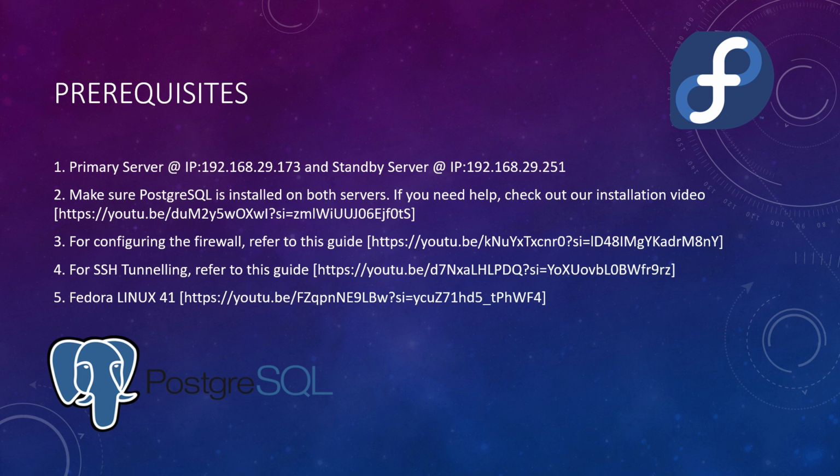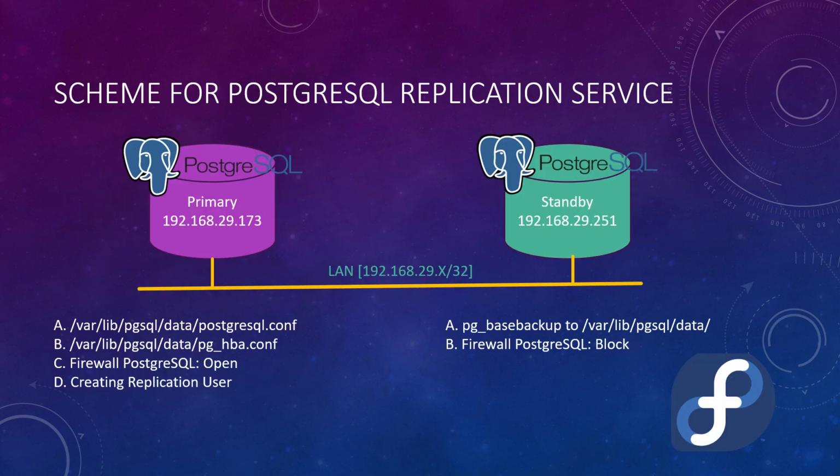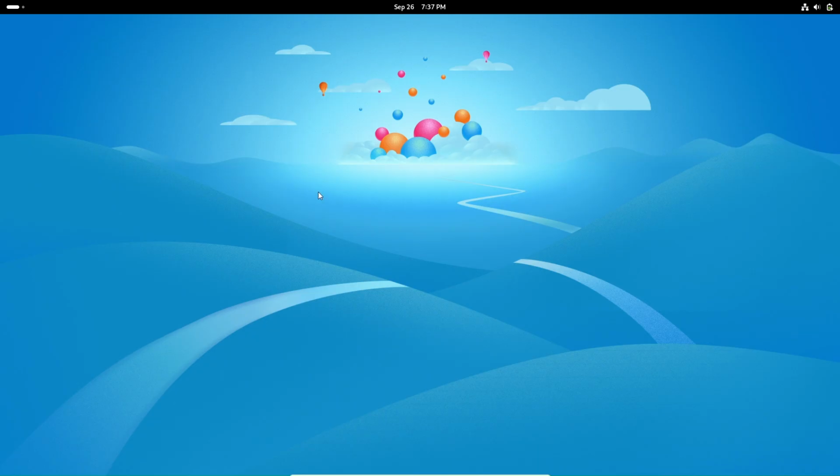If you need help with configuring the firewall or setting up SSH tunneling, check out our installation videos using the links provided in the description box. In your case, adjust the IP addresses according to your needs. As we've already mentioned, the primary and standby servers do not need to be on the same IP segment. They can operate with any public IP addresses. Additionally, each server is protected by a firewall, and SSH tunneling is available as an optional feature.